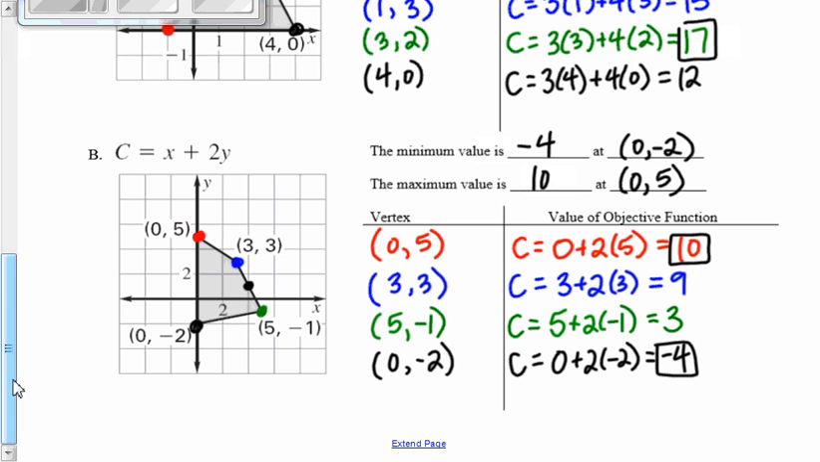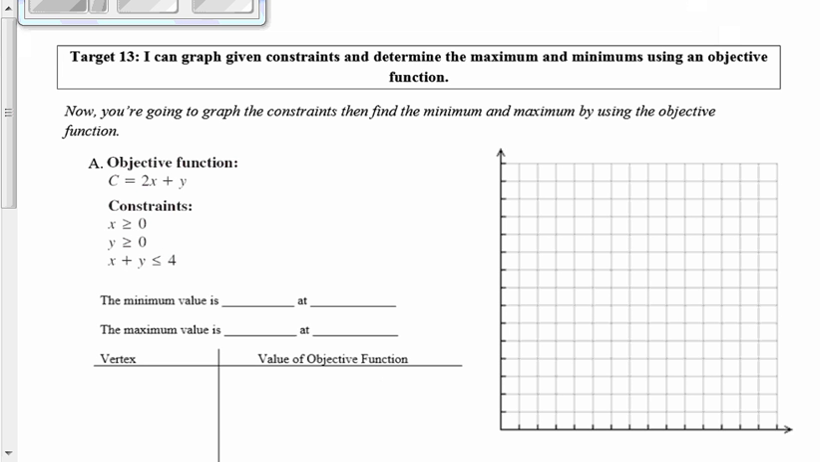So we're going to amp it up a little bit once we get to target 13. And so on target 13, what's going to happen is we're actually going to graph the constraints, and we're going to find the feasible region. It's no longer given to us. So you can see that we're given an objective function just like we were on the last problem, and we're given some constraints instead of the actual graph. So we'll create this graph.